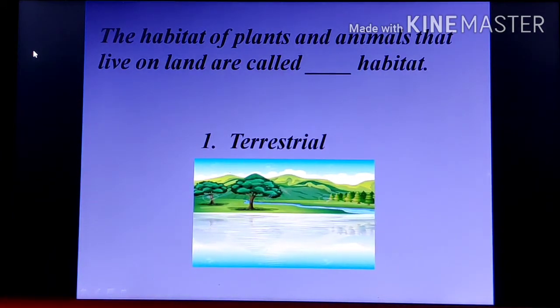So the answer is terrestrial. The plants and animals which live on land are terrestrial animals, and their habitat is the terrestrial habitat. The animals and plants living in water are aquatic animals and their habitat is the aquatic habitat. And adaptation is the process where an organism or plant makes changes in its body or anything on its own. That is called adaptation for living in the surroundings.